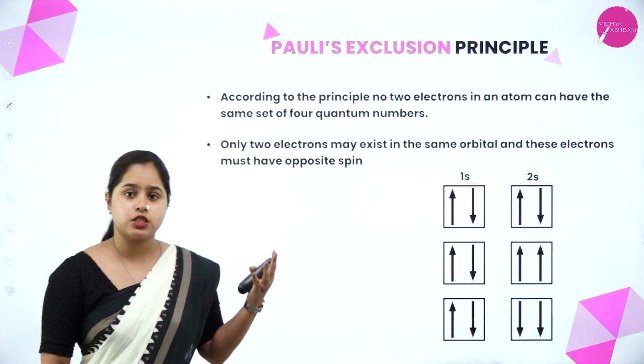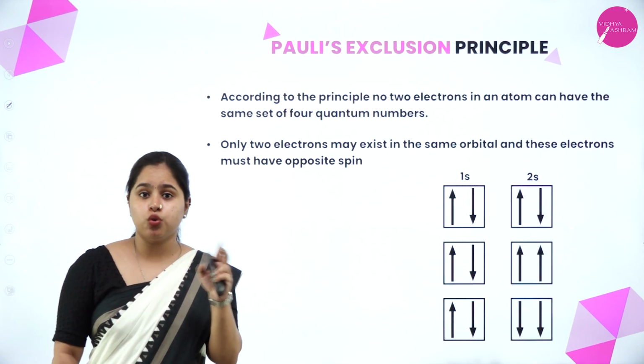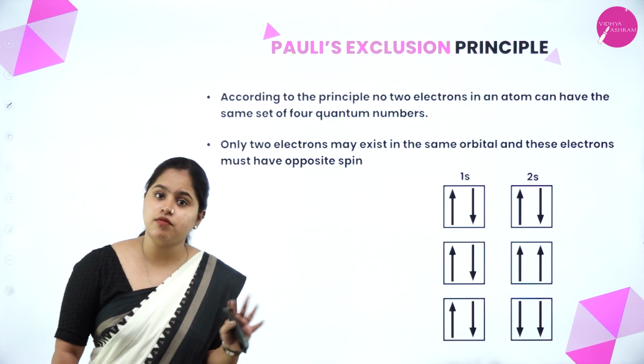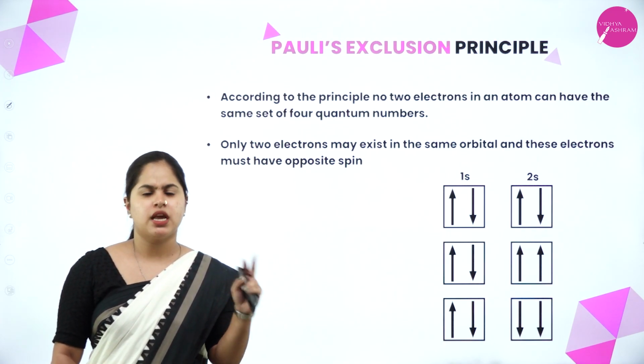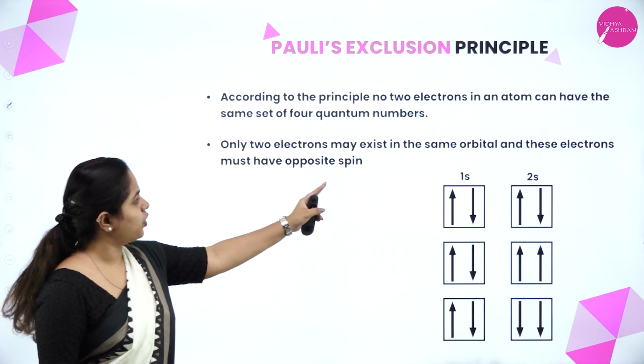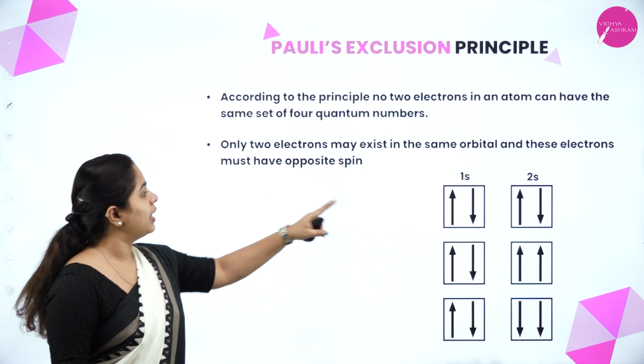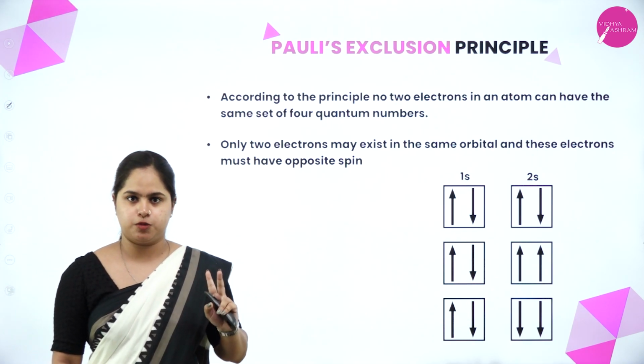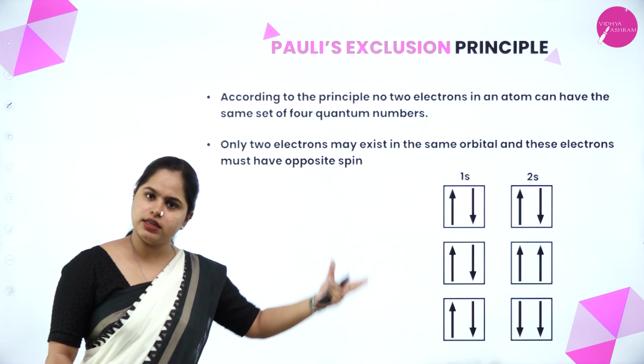So what does Pauli's exclusion principle say? No 2 electrons can have the same values for all the 4 quantum numbers. At least one quantum number will be different. So what is this? Only 2 electrons may exist in the same orbital and these electrons must have opposite spin. So what are you able to understand from this?